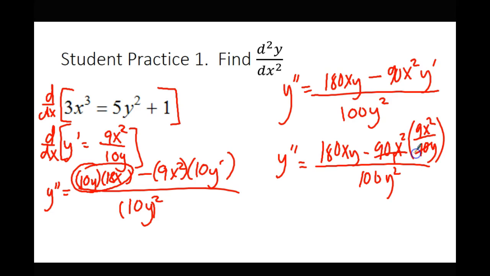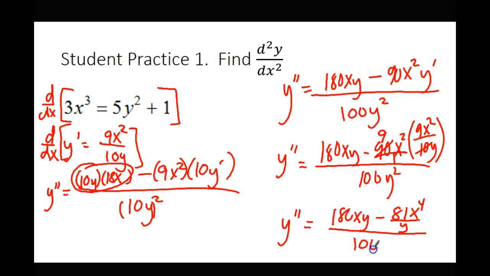So 10 goes into 90 9 times. Okay, so now I've got 9x squared times 9x squared. What would that be? 81 x to the 4th, right? But I still have a y on the bottom there. And so now I'm going to do what Julia said. I'm going to get rid of that y. I'm going to multiply everything by y. That way these go away.